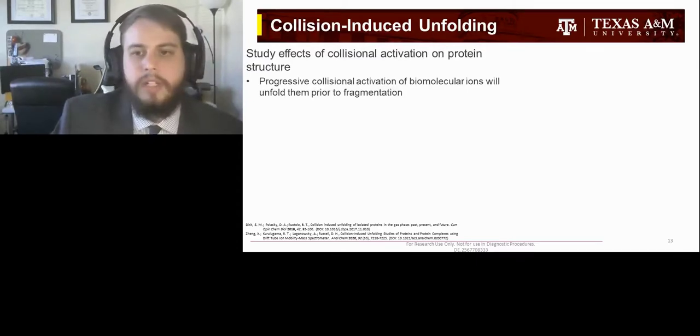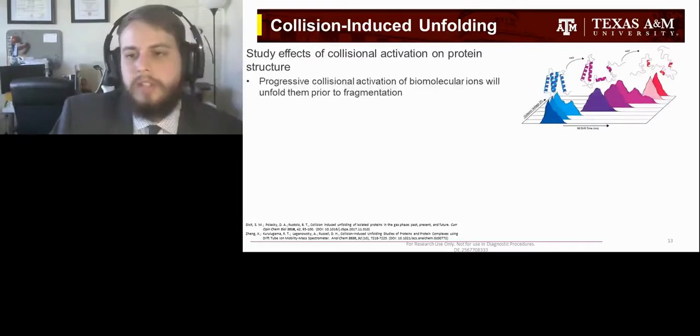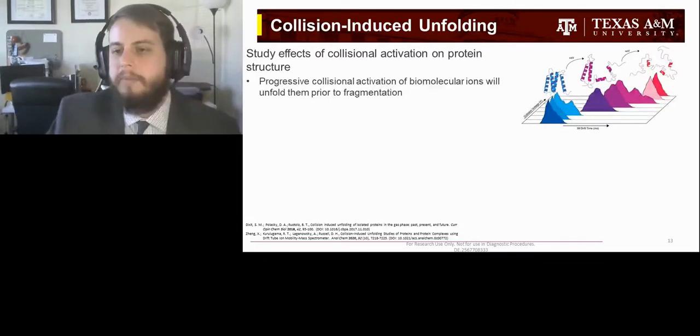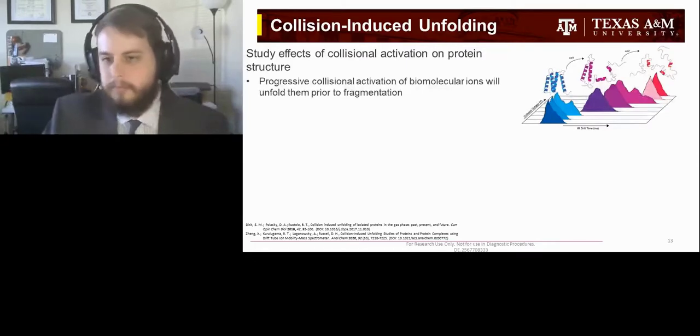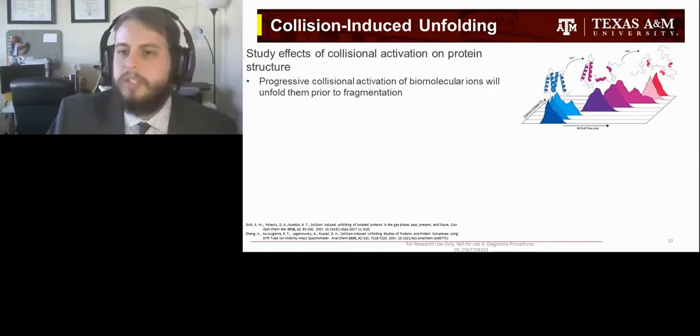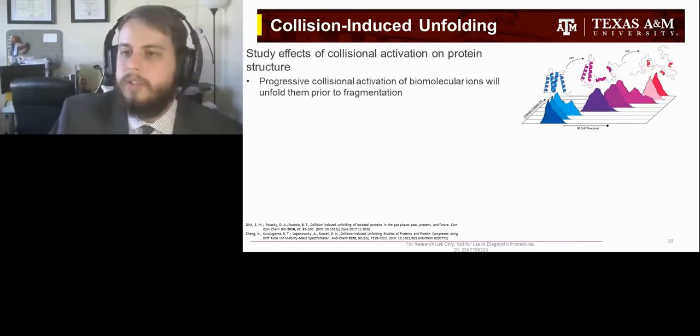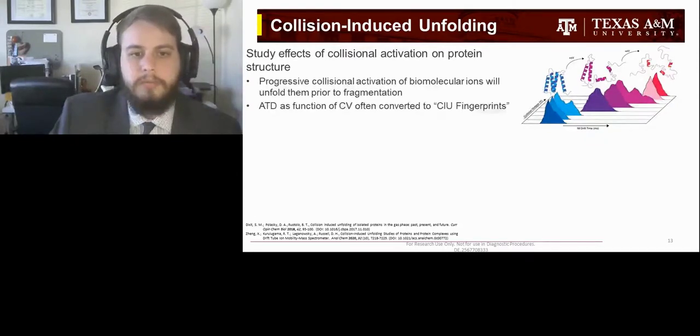So in general, how this looks is you have some sort of a compact drift time or compact collision cross-section profile. And as you increase the collision voltage, you start to unfold the protein ions in the gas phase. As you unfold them, their size gets larger as their charge largely stays the same. And this is going to lead to a shift in the arrival time or the drift time of these ions as a function of collision voltage.